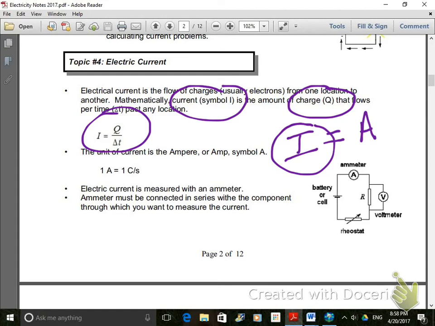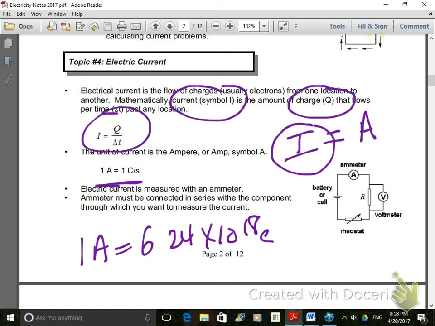Remember, like I mentioned before, 1 amp is really 1 coulomb per second. So 1 coulomb is equivalent to 6.24 times 10 to the 18 electrons. So they go hand in hand. When we talk about amps in a circuit, amps are really coulombs. A coulomb is 6.24 times 10 to the 18 electrons. So when we look at current, we're looking at how many coulombs are passing by in a given second. And remember, it's that huge net movement of electrons.